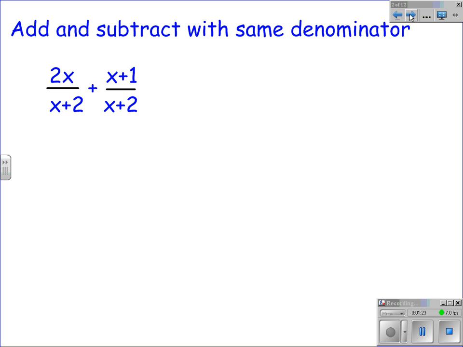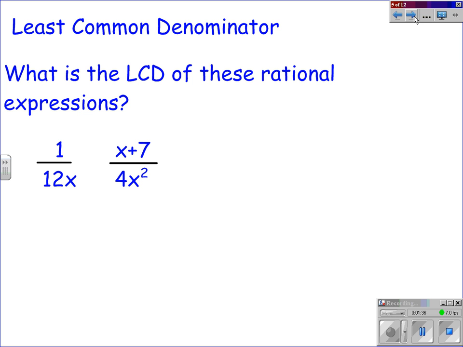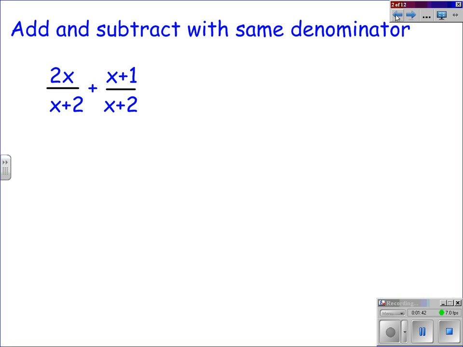I have 2x over x plus 2 plus, hold it just one moment. I think I'm out of order. I am very much out of order. I want this least common denominator. No. I'm in order. Excuse me. It's Friday. Believe me. Yes.